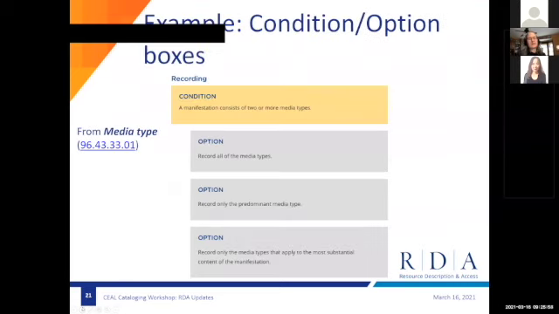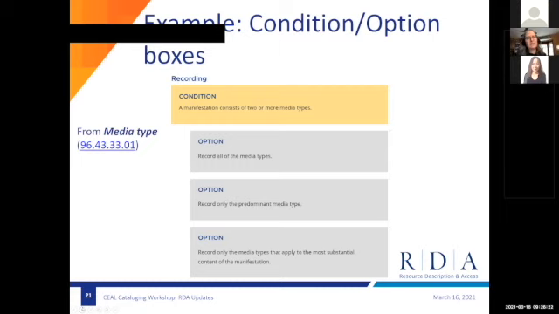Condition option boxes, on the other hand, tell you what you have and then the options that you have to deal with it. So for media type, your condition is a manifestation consists of two or more media types. And there are three option boxes. I think in this case, these are mutually exclusive. You can record all of them, you can record the predominant one, or you can record the ones that you think are the most predominant.